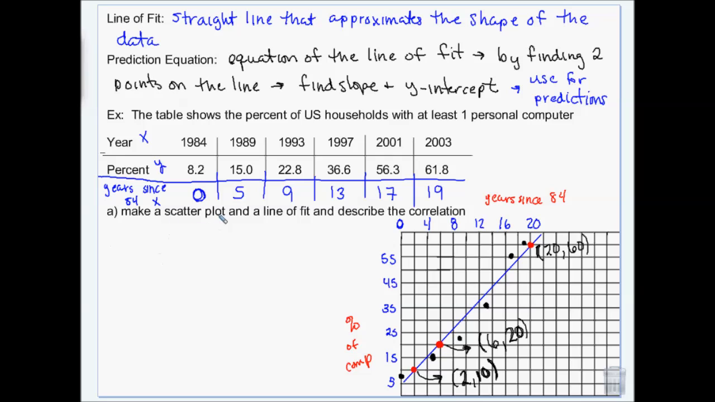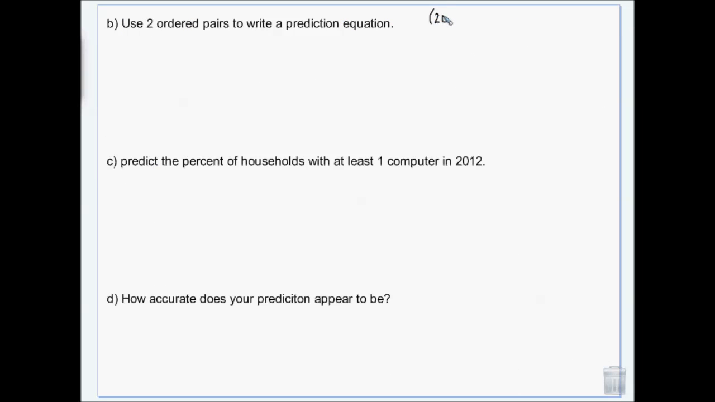Okay, so I've done the scatter plot, I've done the line of fit, and now I need to describe the correlation. I want to describe the correlation. Positive or negative? Positive. Do you think it's a strong positive or a weak positive? Yeah, it's a strong positive. We're using 2, 10 and 20, 60.